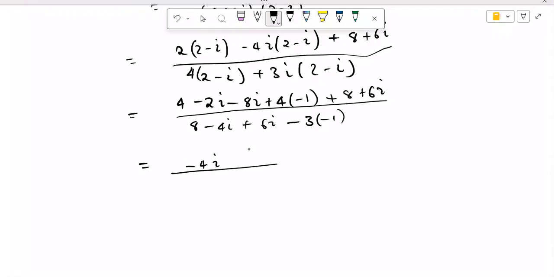Over, so 8, negative by negative, it will be positive, so here it will be plus. So 8 plus 3, 11, so you have 11. Then negative 4i plus 6, negative 4i plus 6, you have plus 2i.